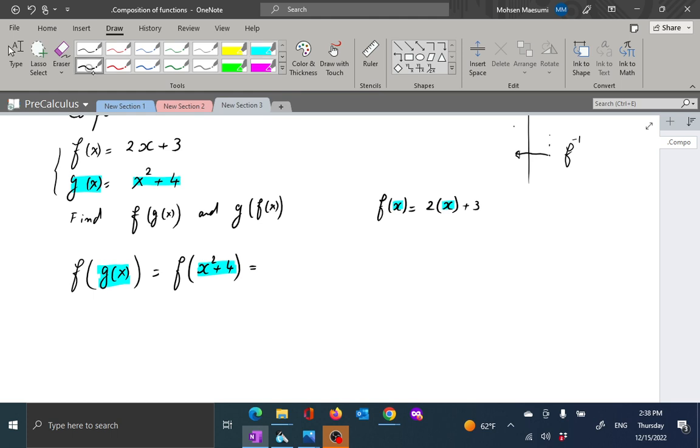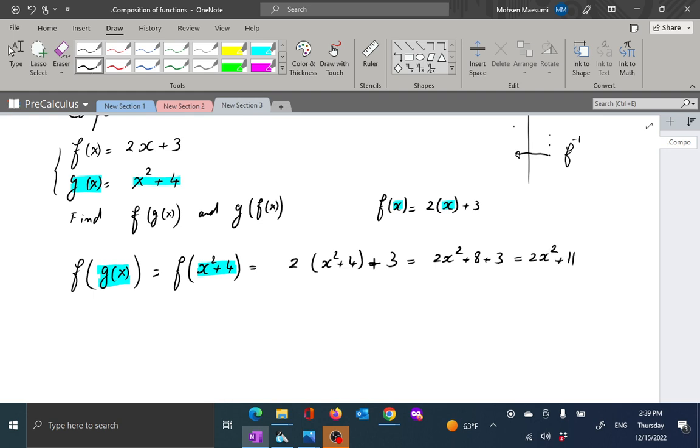That's all. So what we have to do is going to be twice x squared plus 4 and then plus 3. So 2x squared plus 8 plus 3, so that looks like it's 2x squared plus 11.